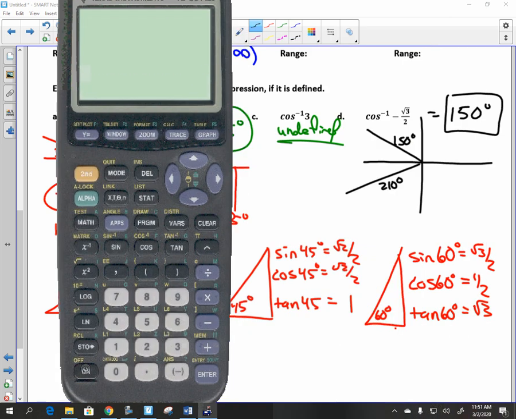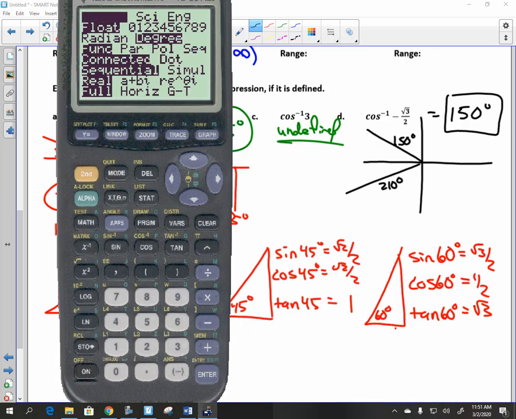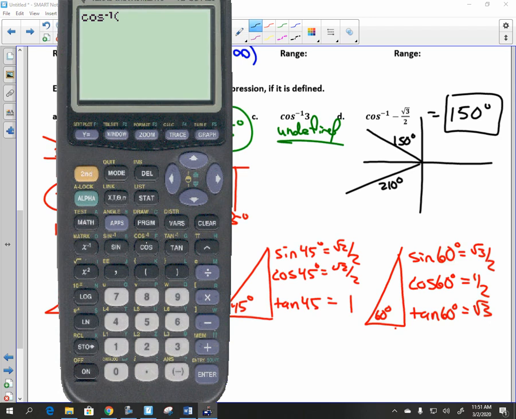Now, if I want to check it, I could go to my calculator, go into mode, I'm in degrees, arc cosine of negative root of 3, and I divide, got to close my parenthesis, divide by 2, and lo and behold, I do get 150 degrees.